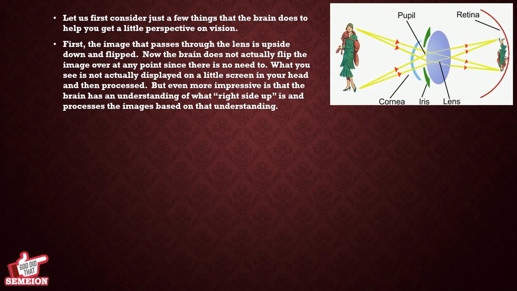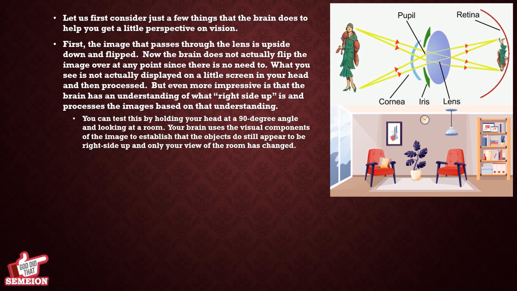First, the image that passes through the lens is upside down and flipped. Now, this is just the physics of light passing through the lens. The brain, however, does not actually flip the image over at any point, since there is no need to. What you see is not actually displayed on a little screen in your head and then processed. But even more impressive is that the brain has an understanding of what right side up is, and processes the images based on that understanding.